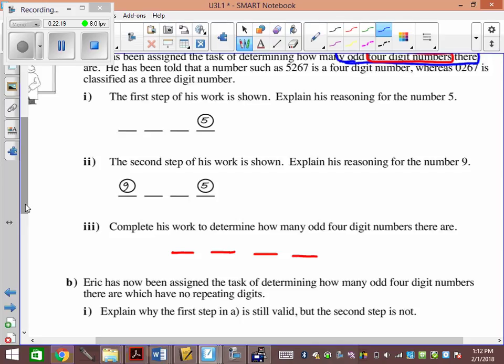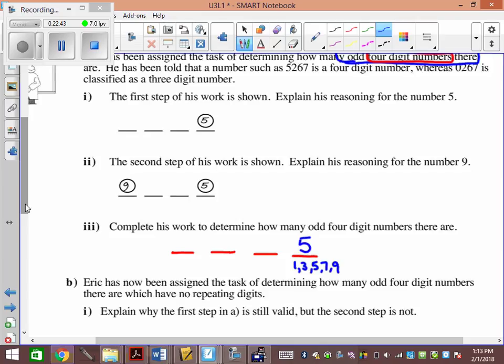So in this last blank, what numbers can I put in it? What possible numbers? 1, 3, 5, 7, 9. So below the blank, I always list my options. Above the blank, I put the number of them. How many of them are there? 5. So I put a 5 up here.